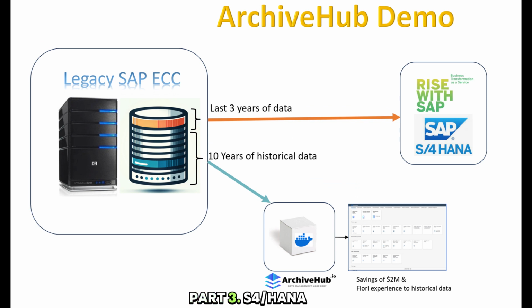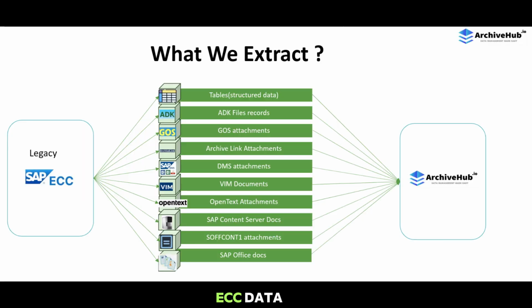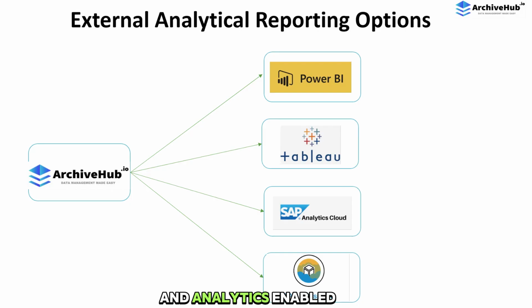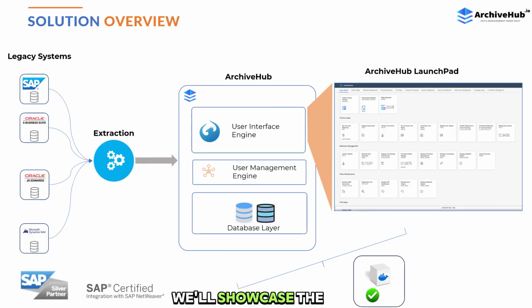Part 3, S4 HANA Migration Demo. Now let's see ArchiveHub powering an S4 HANA migration firsthand. We'll start by extracting the legacy ECC data, archiving 10 years' worth in ArchiveHub in just 1 week. Next, we'll walk through the intuitive reporting and analytics enabled by the solution. And finally, we'll showcase the simple administrator controls for data retention policies, access rules, and more.